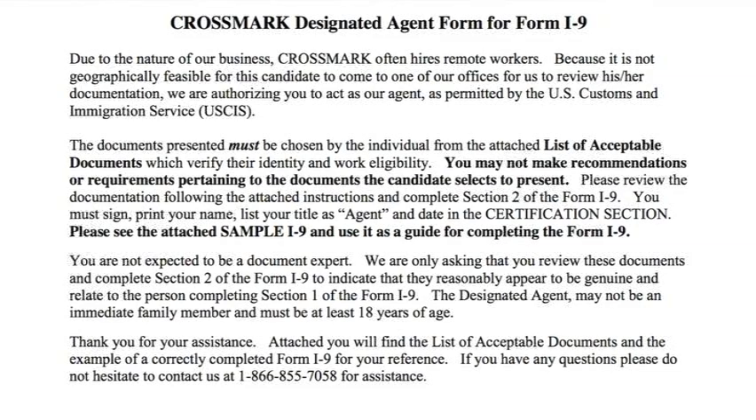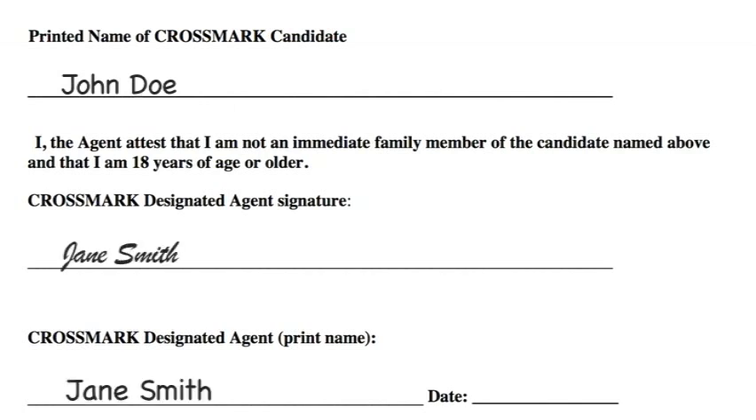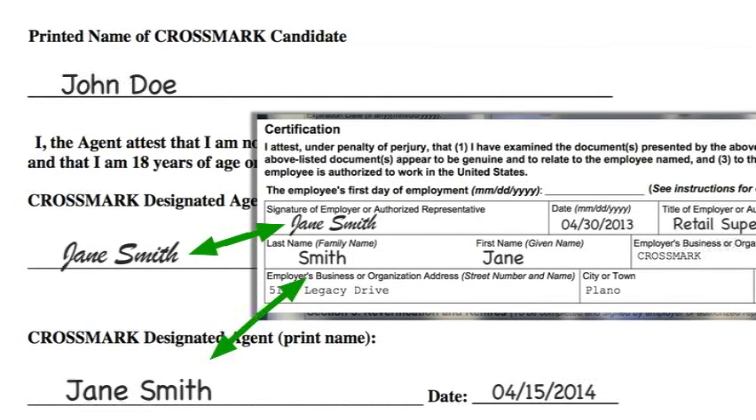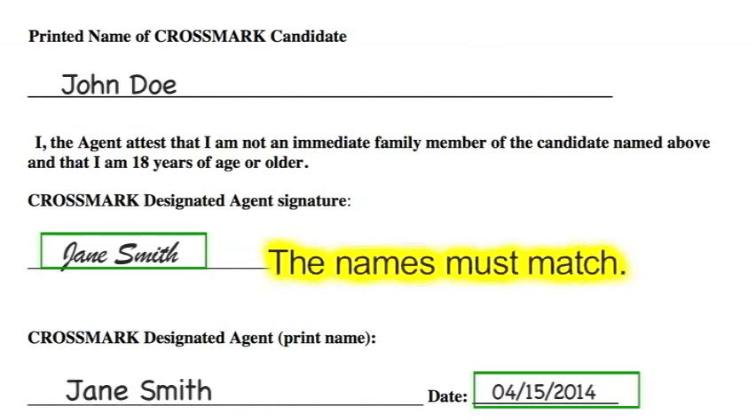Move to the CROSSMARK Designated Agent form for Form I-9. The printed name of the CROSSMARK candidate should be on the first line, and the designated agent will sign on the second line and print their name and date on the third line. This information must match the certification section on the previous page 8. Please have the designated agent sign, not an electronic signature, and fill in the date. The names must match.